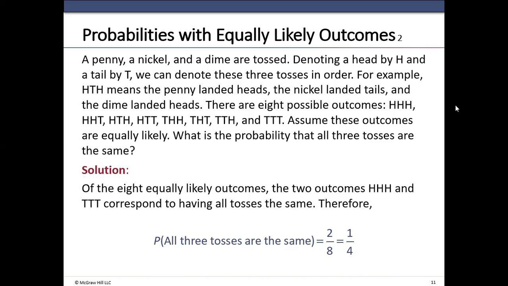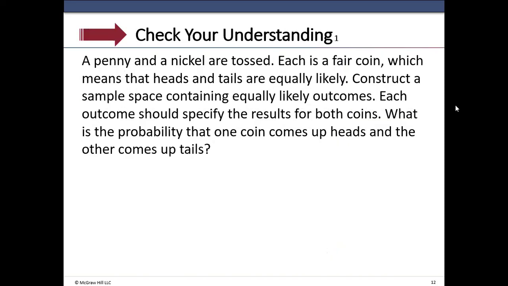Assume these outcomes are equally likely. What is the probability that all three are the same? Well, all three the same are two only, HHH and TTT. Of the 8 equally likely outcomes, the two outcomes HHH and TTT correspond to having all tosses the same. Therefore, the probability all tosses are the same is 2 out of 8 or 1/4.